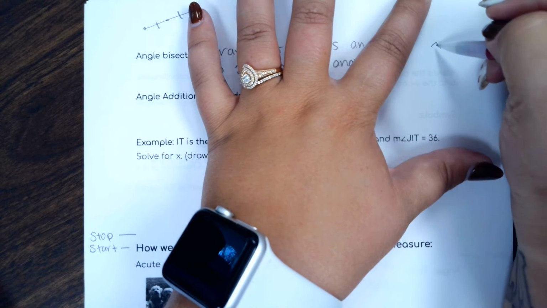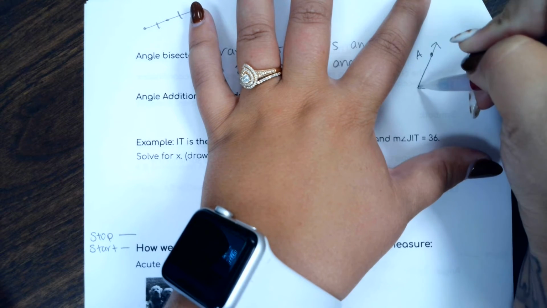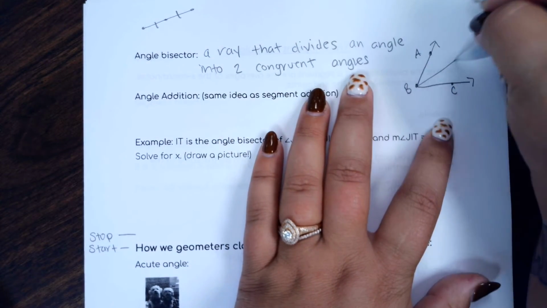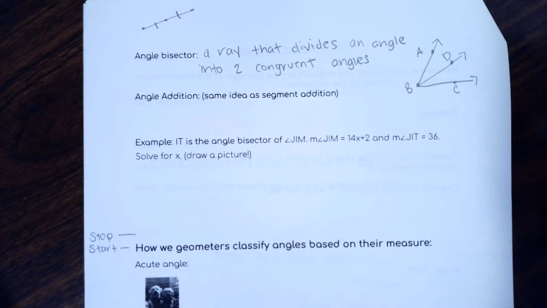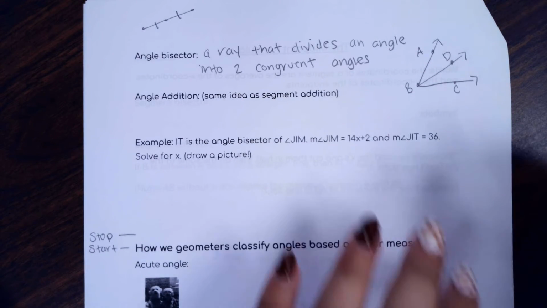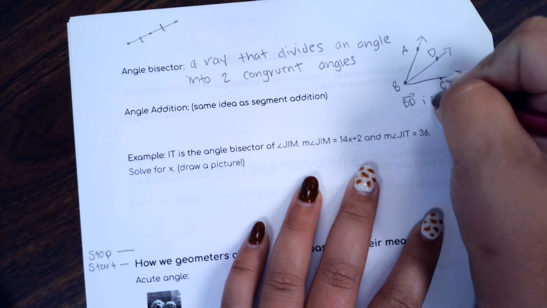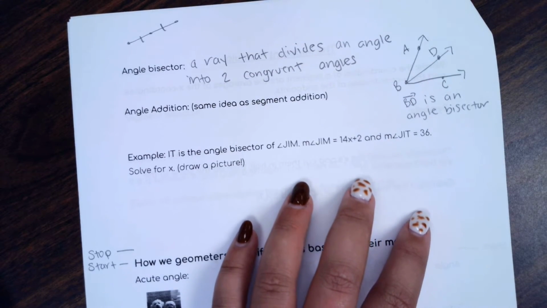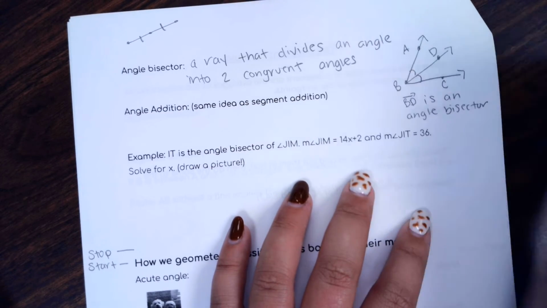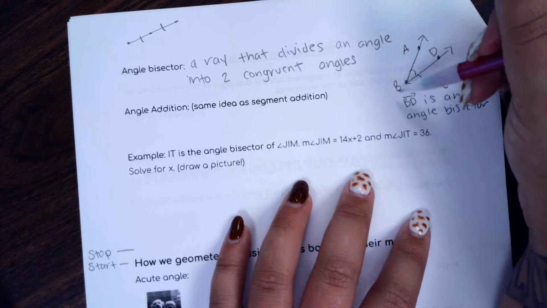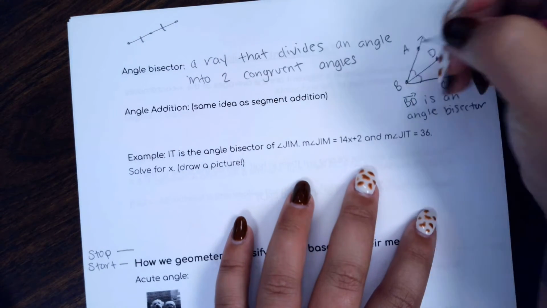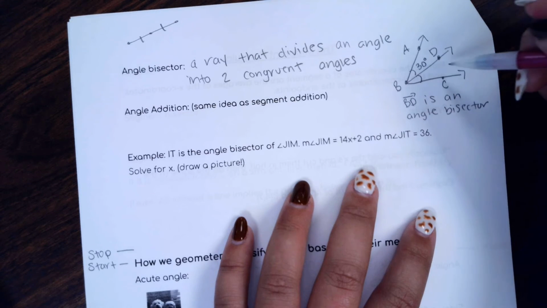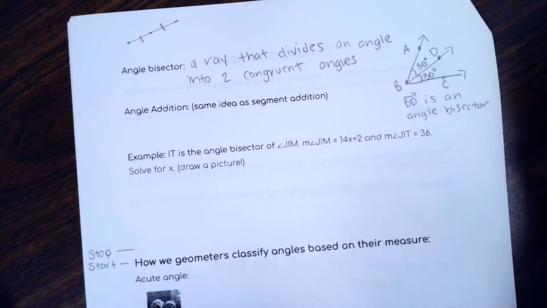So let's draw an angle over here. Let's call that A, B, C. If we draw a ray like this, and we put a point here, I would say BD is an angle bisector. And the way we would show that is we would use little arcs. This is what we use for angles. They're the same meaning as these tick marks. So if the measure of angle ABD is 30 degrees, that means the measure of angle DBC is also 30 degrees.